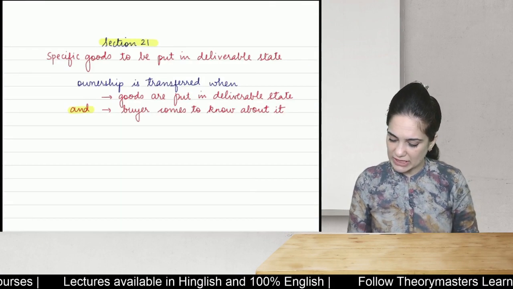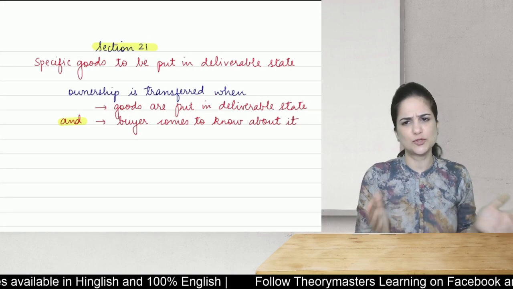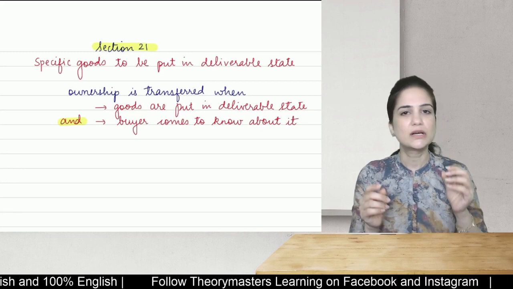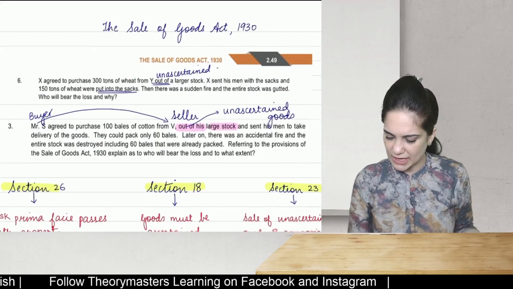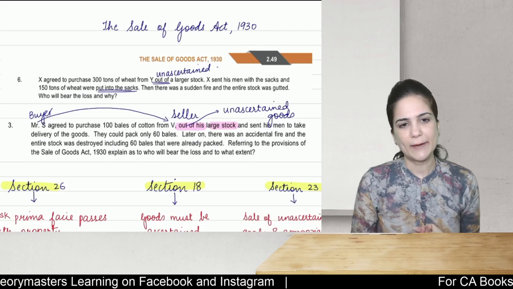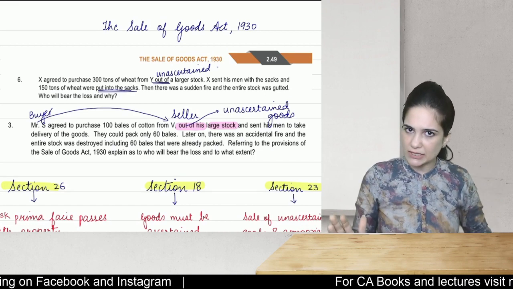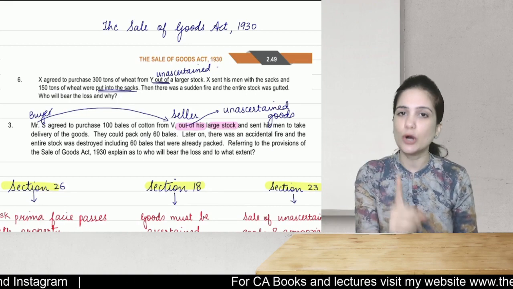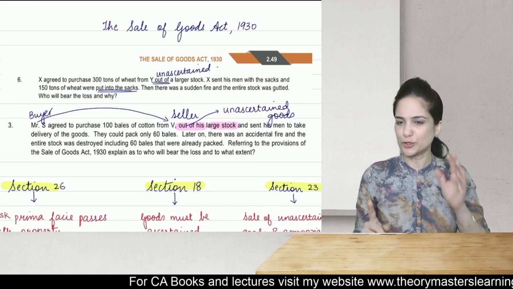Now over here, what they are saying is that ownership is transferred when the goods are put in deliverable state and the buyer comes to know about it. But this is only when you assume that the goods are specific goods, not when you assume that the goods are uncertain. If you are not confident in the exam, then you can simply write that we have assumed goods are uncertain. Therefore, we have applied section 26, 18 and 23. Your assumption will be considered. Don't worry. Okay?